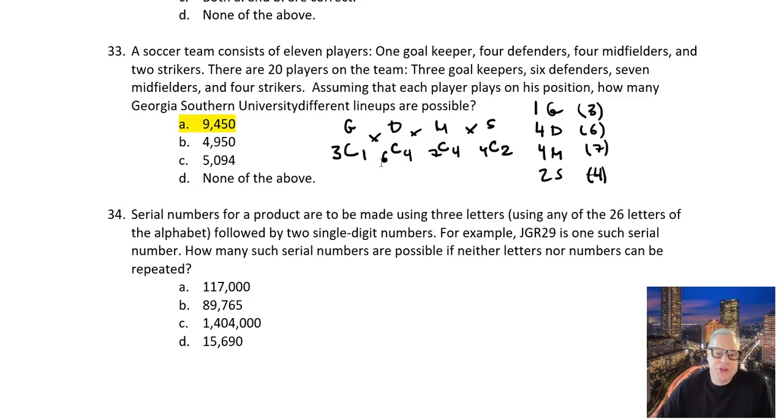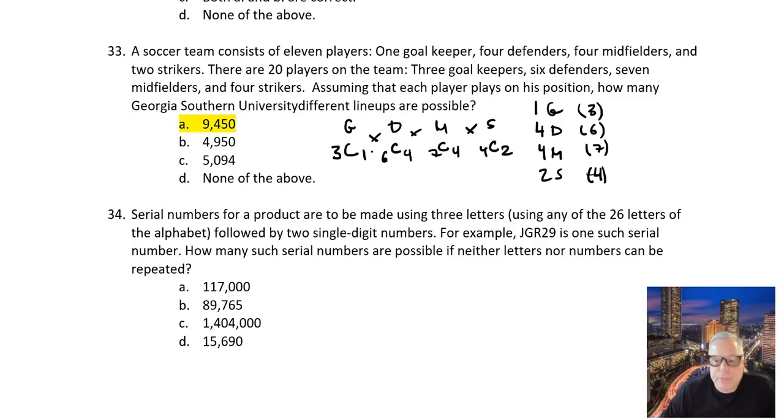Alright, so serial numbers for a product are to be made using 3 letters, using any of the 26 letters of the alphabet, followed by 2 single-digit numbers. For example, JGR29. How many such serial numbers are possible if neither letter nor number can be repeated?